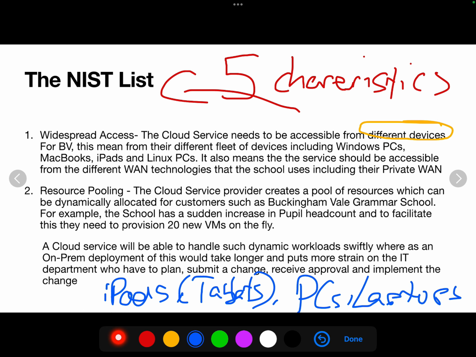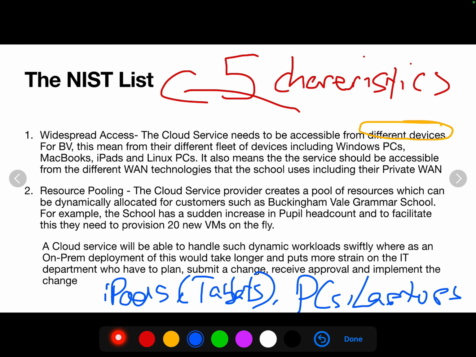So our cloud services should be accessible from different devices. It shouldn't just be a case where it's only accessible from, for example, a certain fleet of devices. For example, only accessible from Mac OS. You can only access the cloud from Mac OS. If you have a Windows PC, you can't access cloud service. It shouldn't be like that. It shouldn't be the case that you can only access the cloud services from PCs and laptops.